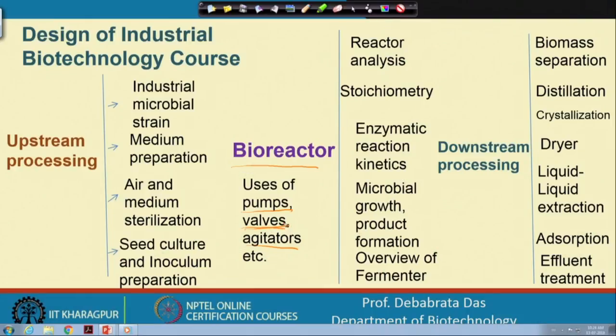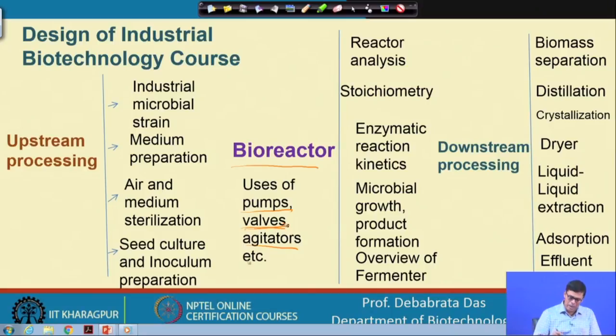So we have different types of pumps. We have the membrane pump, and different other types of pumps. And valves also we have so many. We have a gate valve, a globe valve, and a ball valve. But in the fermentation industry, for sampling, we mostly use the ball valve, because we can open it instantaneously, we can close it instantaneously, so that we can draw the sample.